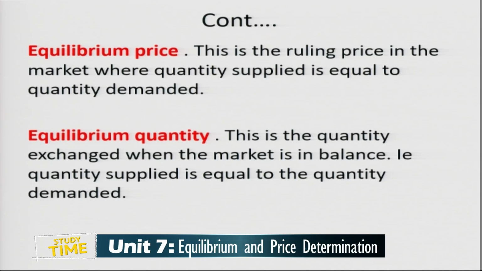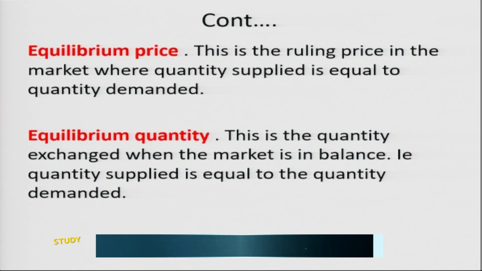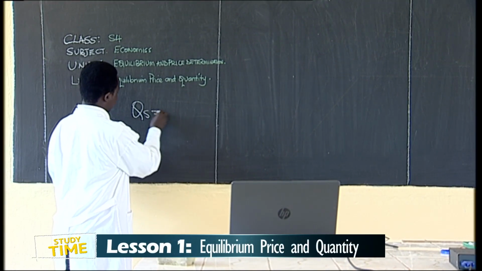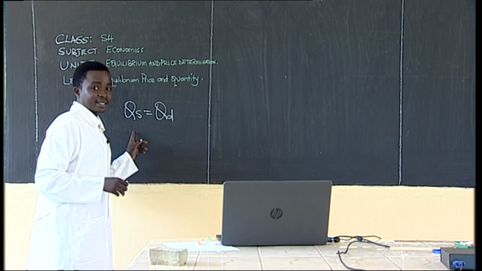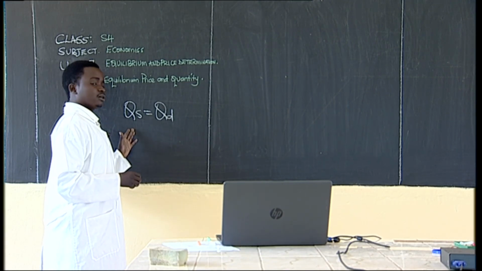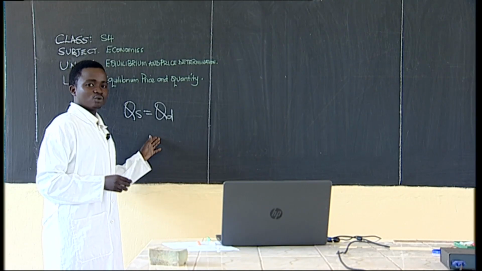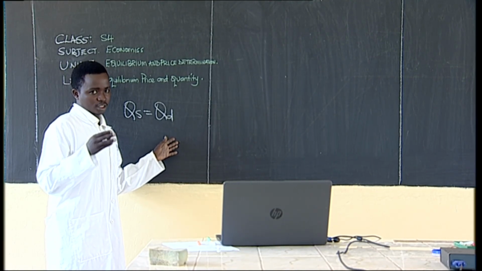To be in equilibrium, two things must be balancing. So equilibrium price is the ruling price in the market where quantity supplied is equal to quantity demanded. When quantity supplied is equal to quantity demanded, here we achieve what you call a market balance. At this point we achieve two things: an equilibrium quantity and an equilibrium price.